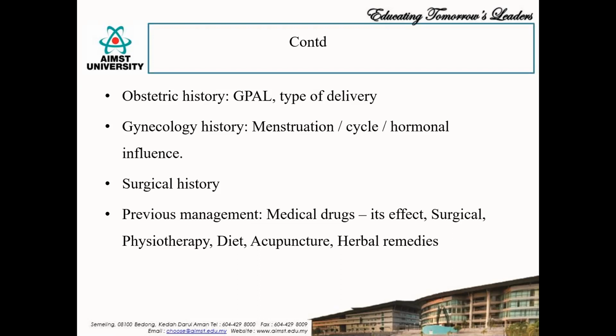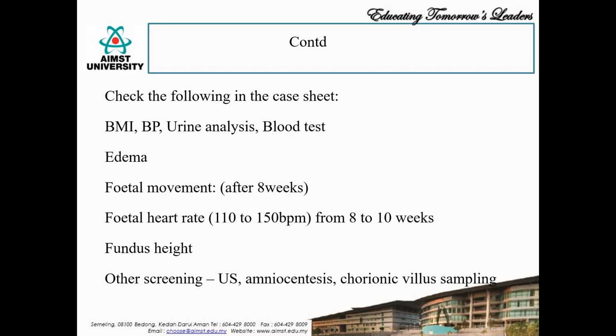So with this itself, you will be getting almost all the details. Almost all the things you would have got in the history taking itself. Then from the medical records or the medical case sheet, you need to note down these points: their BMI, blood pressure, urine analysis result, blood test result, and whether they have edema. If they have edema, you have to check whether they have bilateral pedal edema or only one leg. And if they have edema, you need to check whether it is pitting or non-pitting edema.